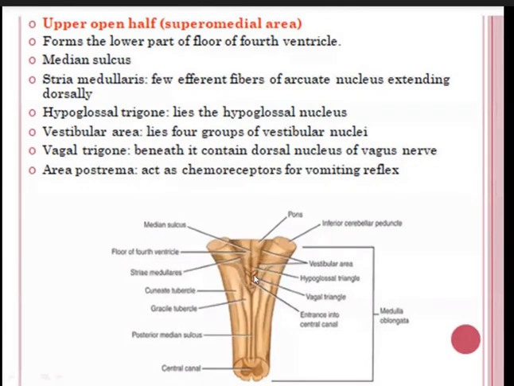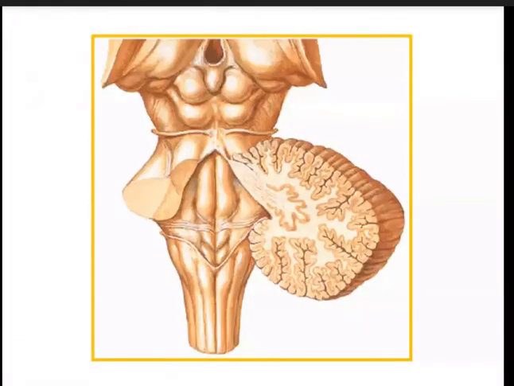Once again, it forms the lower part of the floor of the fourth ventricle, just below the stria medullaris, and the median sulcus is there, and there is the hypoglossal triangle. Under it are the hypoglossal nuclei. Vagal trigone: under it are the vagal nuclei. On the lateral aspect, vestibular area, there is presence of the four groups of the vestibular nuclei, and area postrema, the chemoreceptor for the vomiting center. So that is all about the gross features of the medulla oblongata.